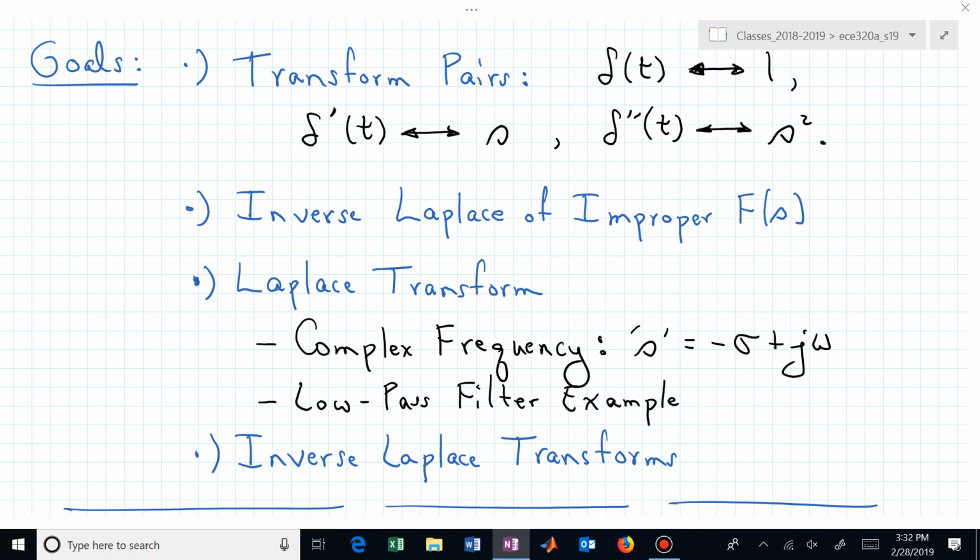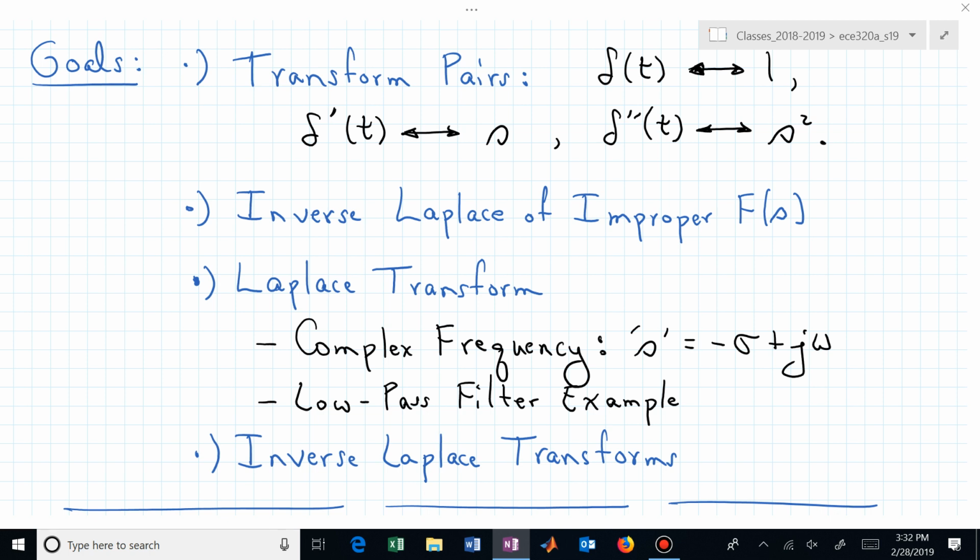Likewise, if you had an S sitting out there by itself, or an S squared, you would have the derivative of an impulse or the second derivative of an impulse. Hopefully that won't happen much in reality, but for educational purposes, we will deal with these particular transform pairs.